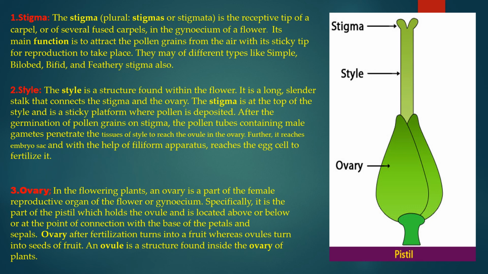What is the ovary? In flowering plants, the ovary is a part of the female reproductive organ of the flower, or gynoecium. Specifically, it is a part of the pistil which holds the ovules and is located above or below the point of connection with the base of the petals and the sepals. The ovary after fertilization turns into a fruit, whereas the ovules turn into seeds. An ovule is a structure found inside the ovary of plants.